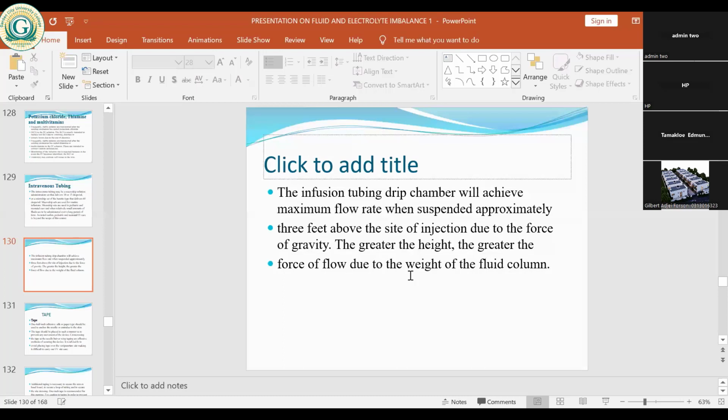The infusion tubing drip chamber. So we know the infusion tubing drip chamber, the one that you press to fill.